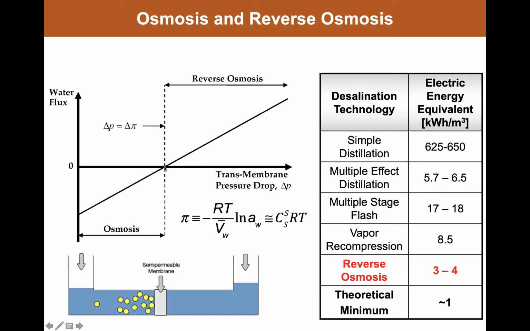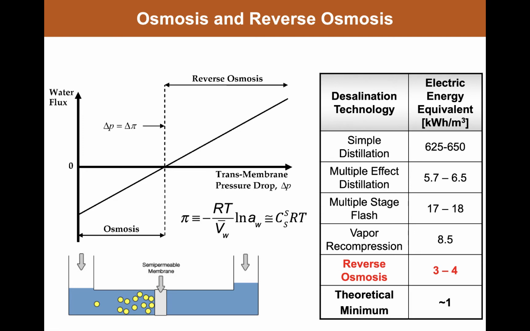And if we continue then to increase the pressure on the left-hand side of the membrane, we start now to have a net driving force for water to go from left to right. That is, for water to pass from the low concentration side of this membrane to the high concentration side. And this is the regime that we know as reverse osmosis. That is, the water flow is opposite to what it is in standard concentration-driven osmotic flow.